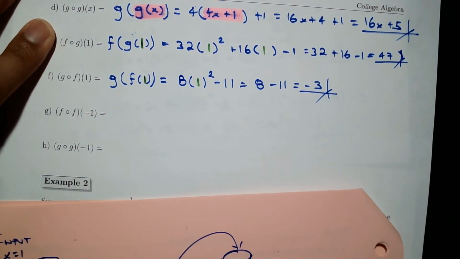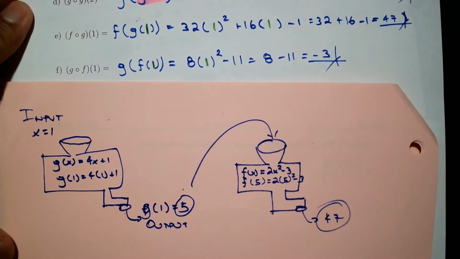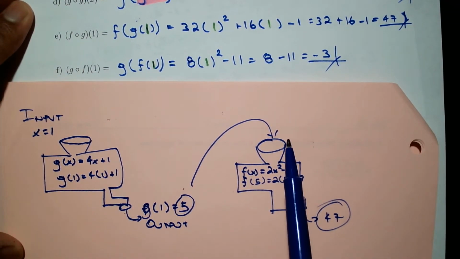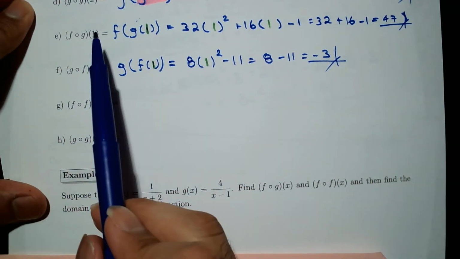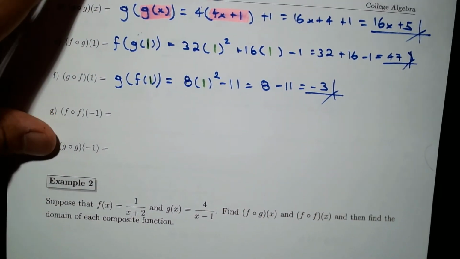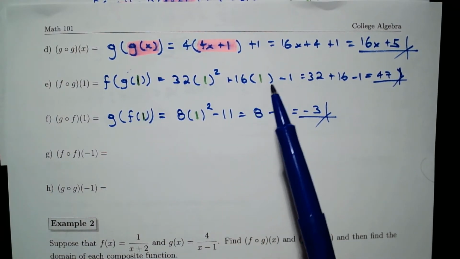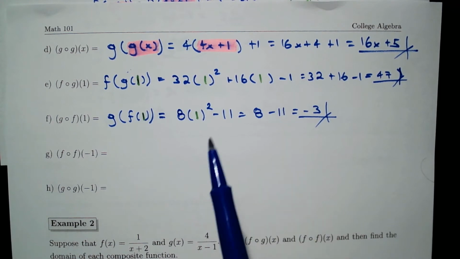So you can do it step by step. I mean, that means using one machine first and then the other machine, or find the composition function, the composite function as I did, and then just plug in the value for the one we want to know.